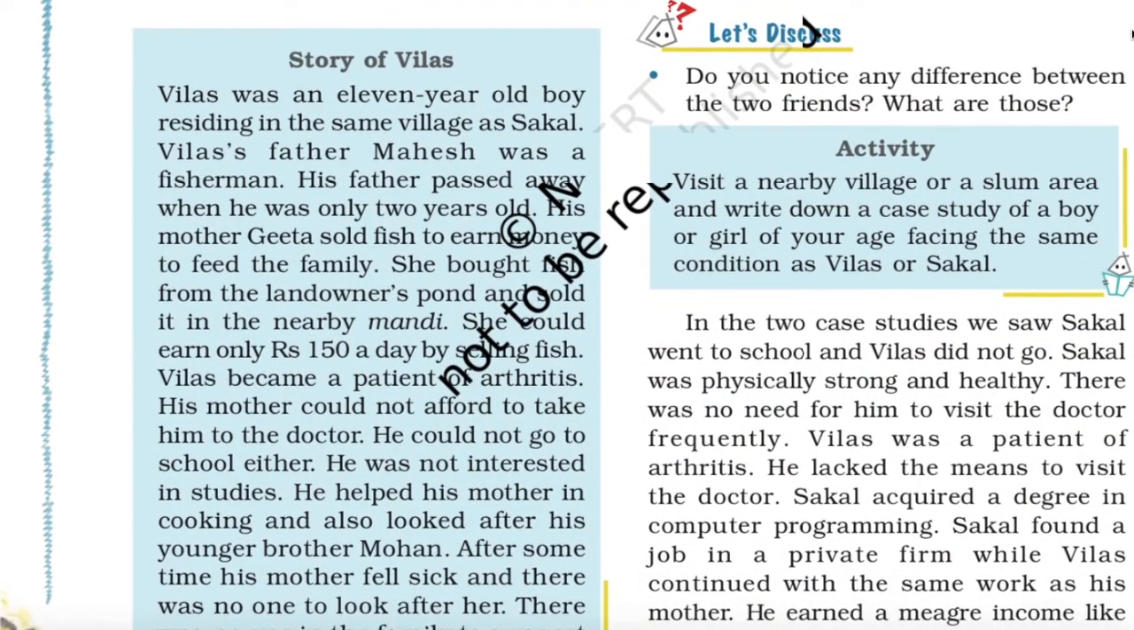Story of Vilas. Vilas was an 11-year-old boy residing in the same village as Sakal. Vilas's father, Mahesh, was a fisherman. His father passed away when he was only 2 years old. His mother, Geeta, sold fish to earn money to feed the family. She bought fish from the landowner's pond and sold it in the nearby mandi. She could earn only rupees 150 a day by selling fish.